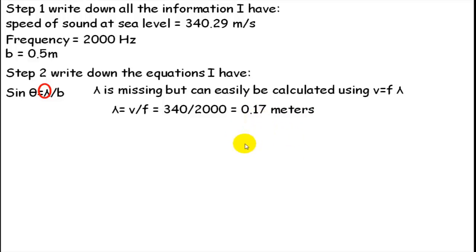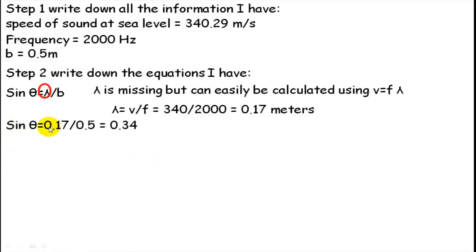Okay, so if you had a perfectly designed speaker for that music, it would have a diameter of exactly 0.17 meters. That wasn't the case. The diameter was 0.5 meters. So what we shall do now is look at where the first minimum will occur.